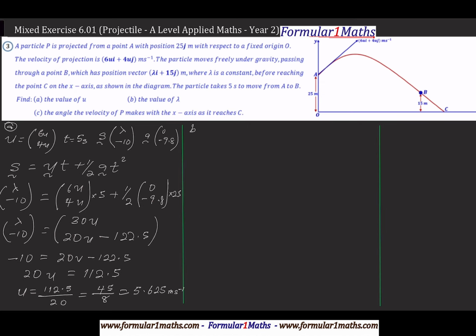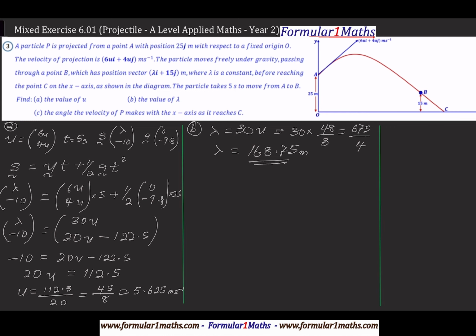For B, I'm going to use the horizontal component, which is given by lambda is equal to 30u, which is equal to 30 times 45 over 8. And that will be equal to 675 over 4. And finally, lambda is therefore equal to 168.75 meters. And that's the value for lambda.